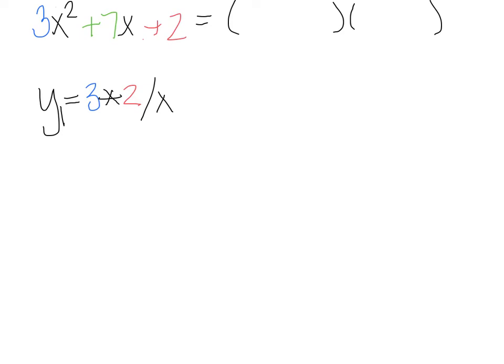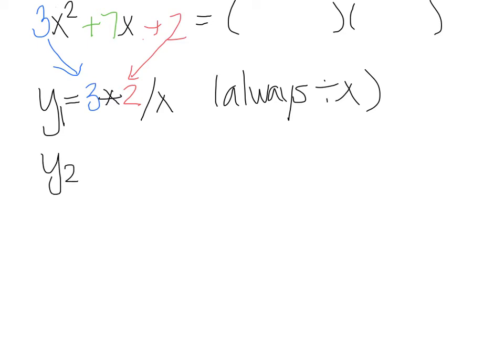Now notice I'm color coding this intentionally. This 3 here comes from the first number. The 2 comes from the last number. I will always divide by x here. And it's just x, nothing else, no coefficient. Don't worry about the 7. The second thing I'm going to do is in y2, I'm going to take my middle number of 7 and I'm going to subtract x. And again, you will always do minus x on this one.